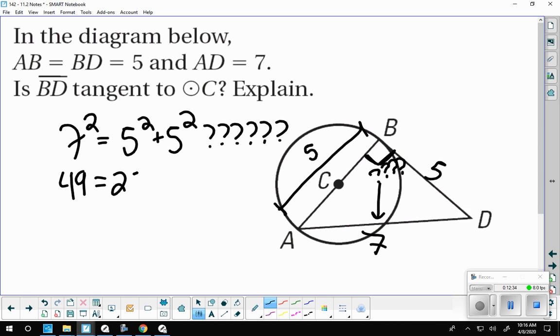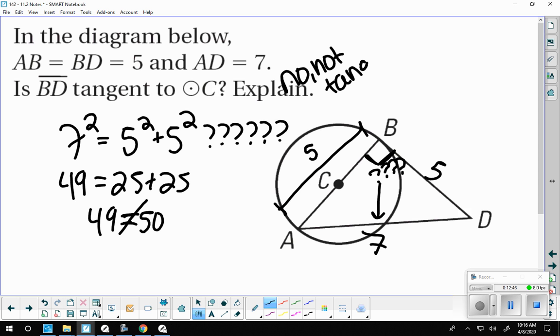So 49 equals 25 plus 25. Does 49 equal 50? No, 49 does not equal 50. Therefore, no, BD is not tangent to circle C, because the Pythagorean theorem wasn't true. So that's not actually a right angle, even though it might look like it is, it's not.